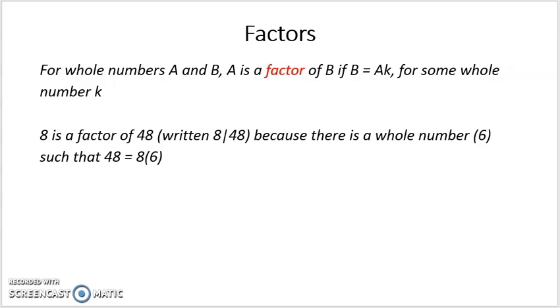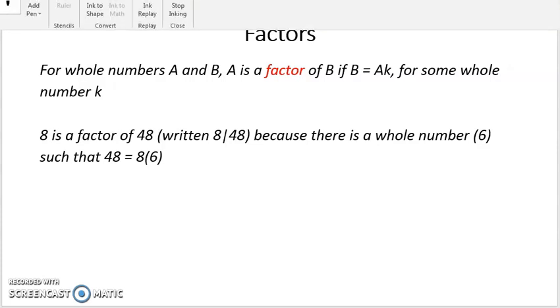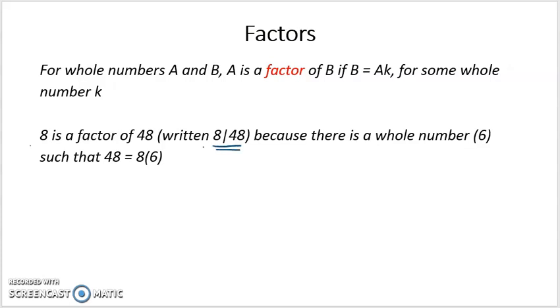For whole numbers a and b, a is a factor of b if b equals a times k for some whole number k. So let's think about what that means in terms of 8, for example. This says that 8 is a factor of 48, and that's also written as 8 divides 48. 8 is a factor of 48 and 8 divides 48 mean one and the same thing.